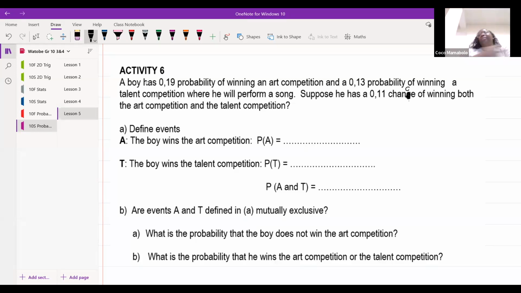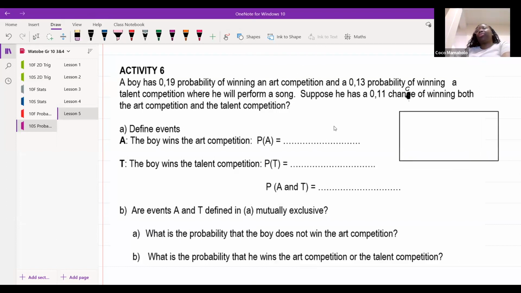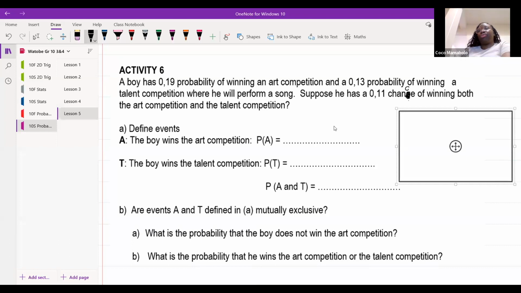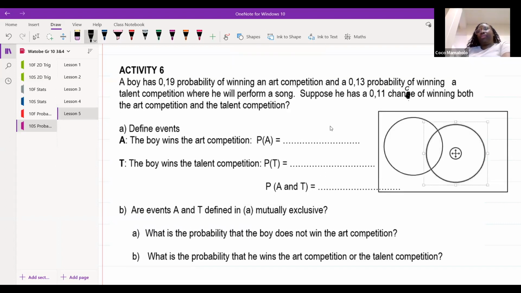Okay, lovely guys. That's all the time I'm going to give you to read through this. Now, let us draw this into a Venn diagram so we don't get stuck and not know what we're doing with what. So we've got two events. One of them is an art competition, so we're going to name A for art, and over here T for talent competition.